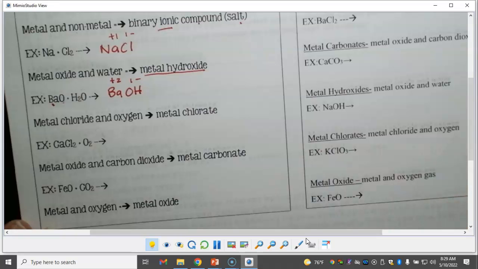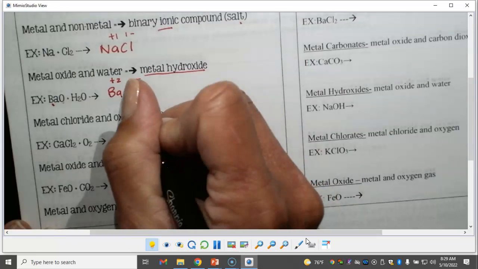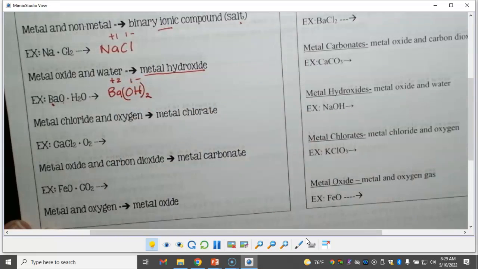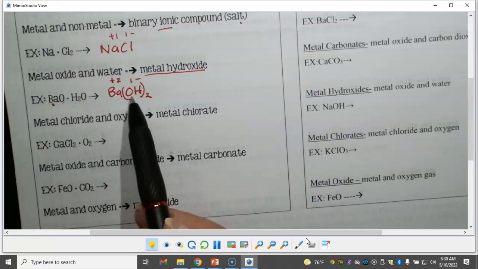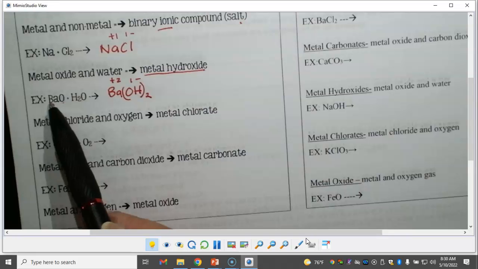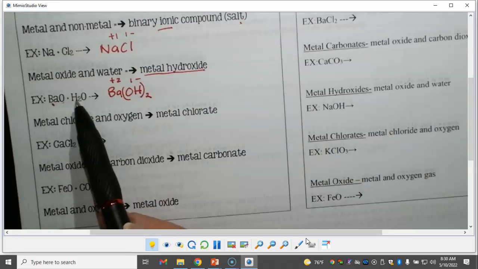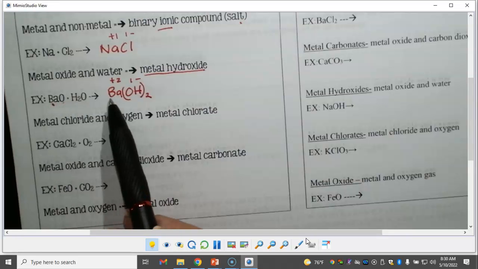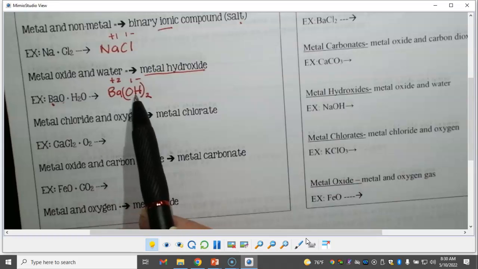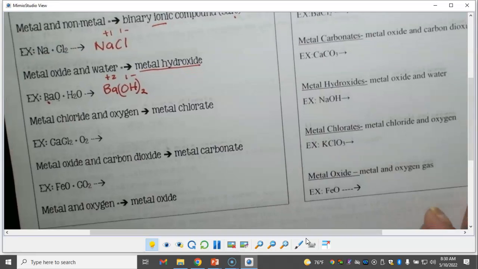Who needs the subscript, barium or hydroxide? Hydroxide. So this could be any metal. If it was magnesium oxide and water, it would give me magnesium hydroxide. If it was sodium oxide and water, I would get sodium hydroxide. It always turns out to be that.